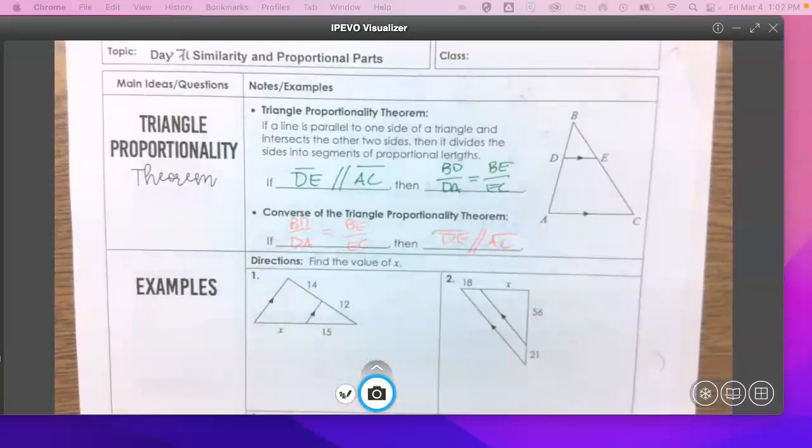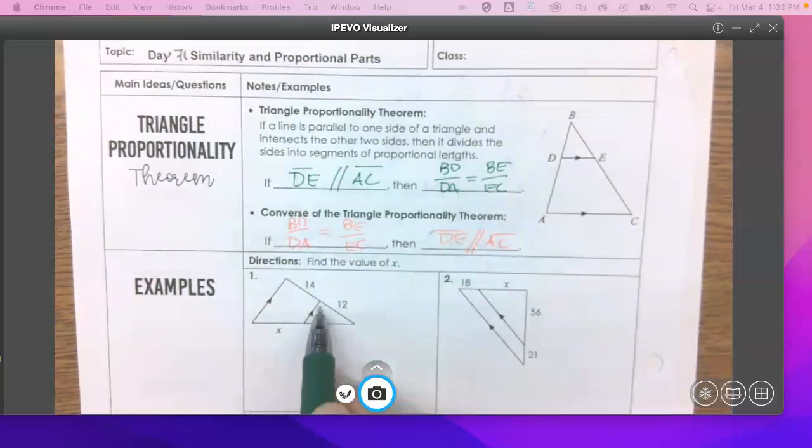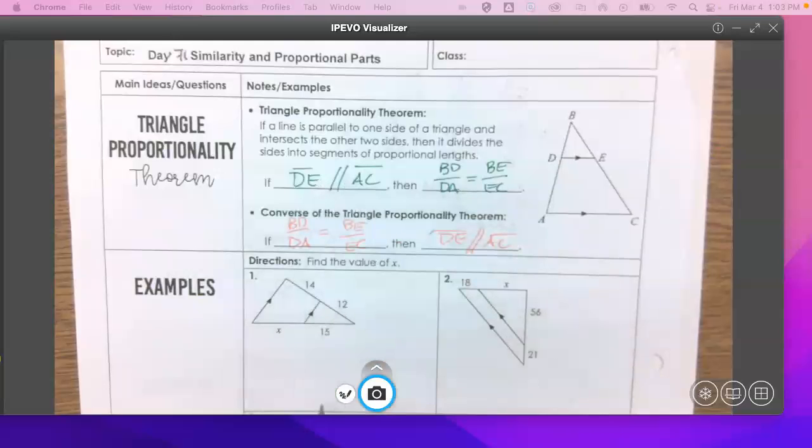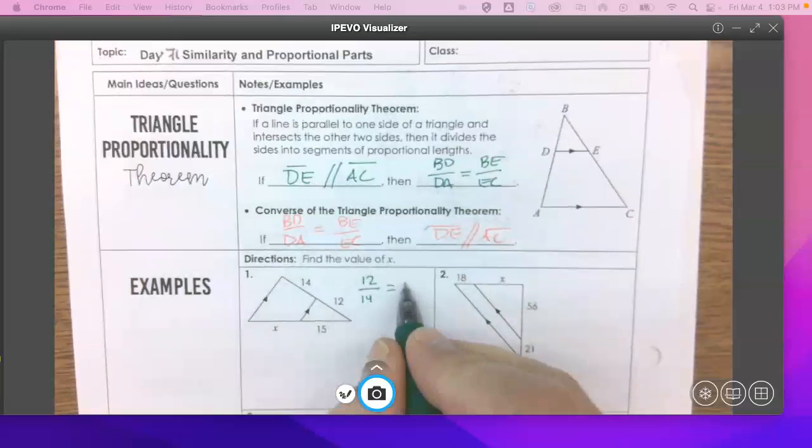I find this theorem a little bit cumbersome, but the application of it's pretty straightforward. Do we see here that these lines are parallel? That's what the little arrows mean, right? And if these lines are parallel, then I can say that they're split proportionally. So I can say 12 is to 14 as what? 15 is to X. That gives us our proportion.